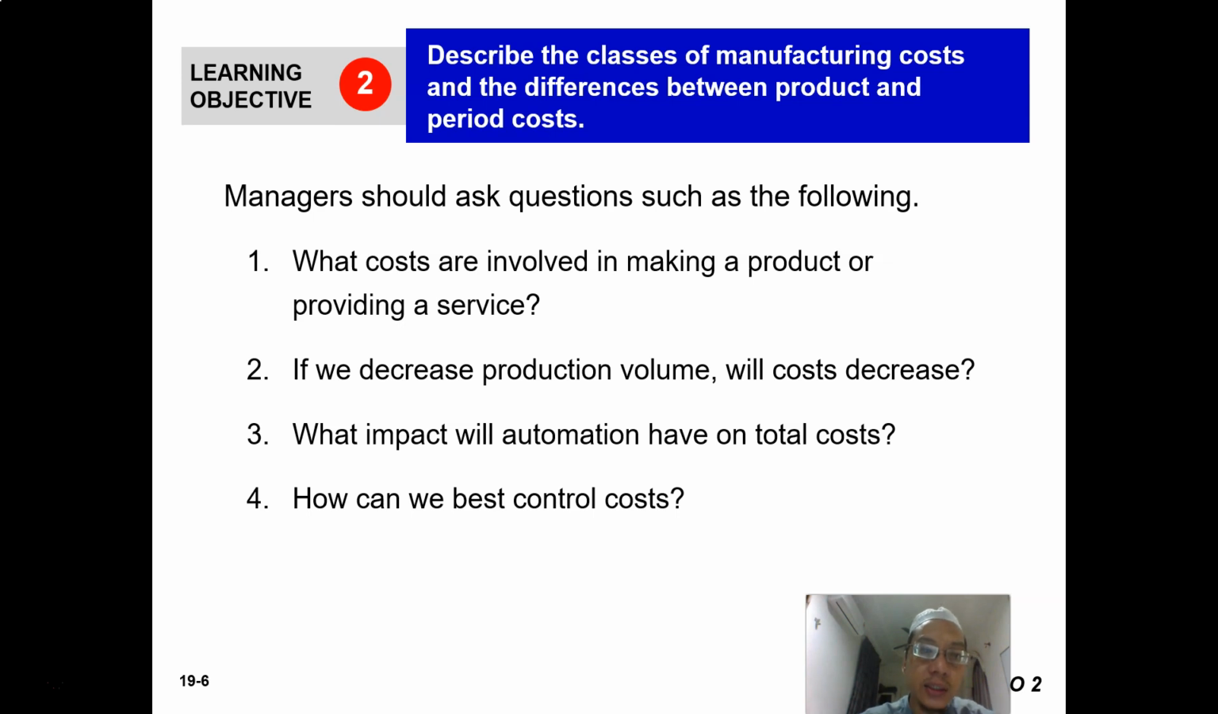So among the questions they ask is what costs are involved in making a product or providing a service. Okay, they would be interested in what costs are used in providing the product. If we decrease production volume, will costs decrease? Okay, so they want to control the cost, so they would like to see whether they could control the cost by decreasing production volume. They want to know whether they could utilize automation to decrease the cost. Okay, so these are some of the questions that linger in the minds of managers, and to answer these questions they use managerial accounting information.